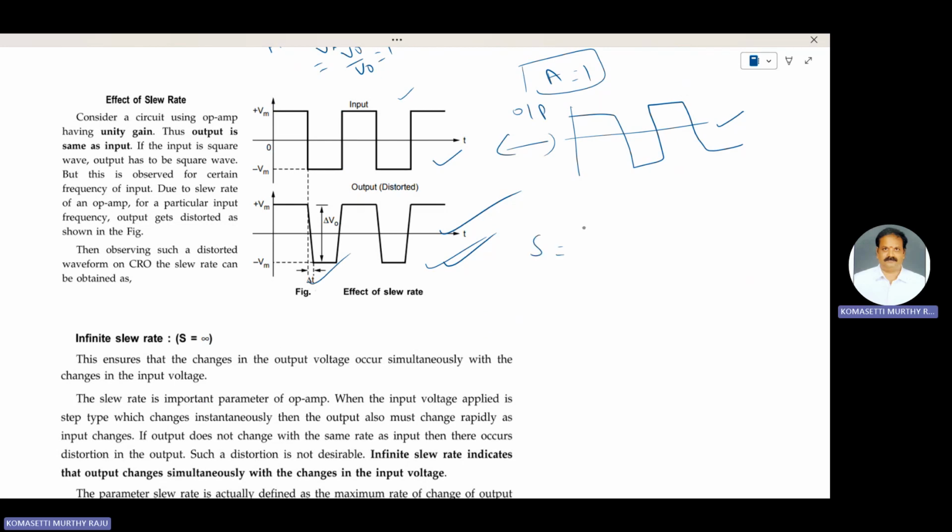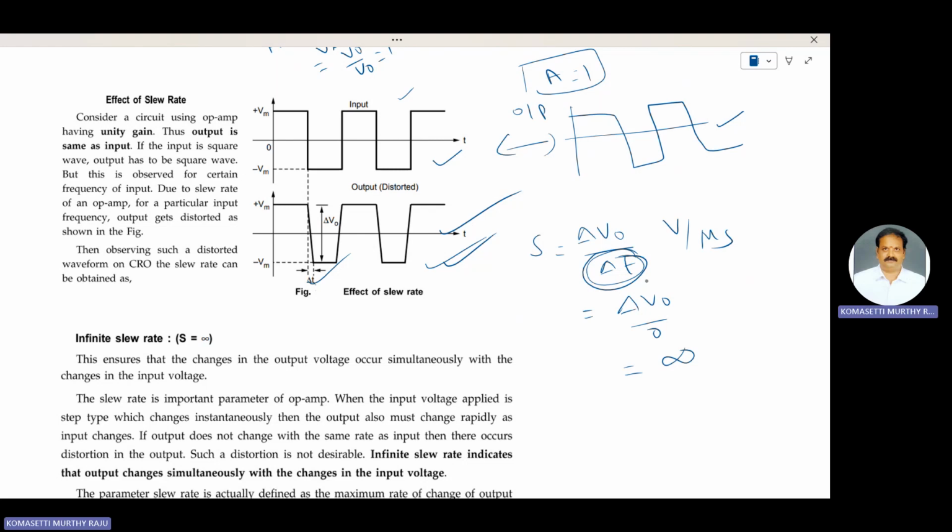Slew rate is defined as the change of output voltage with respect to delta T, in volts per microsecond. If delta T is equal to 0, delta V naught by 0, that is, the slew rate is infinity. If delta T is 0, the output waveform shape is the same as the input waveform shape, which means without any distortion. Therefore, delta T should be very small.